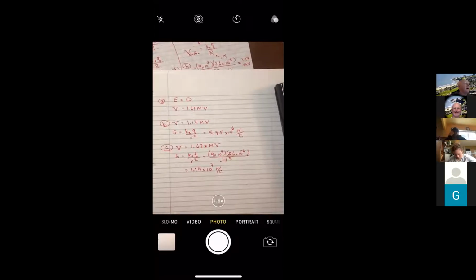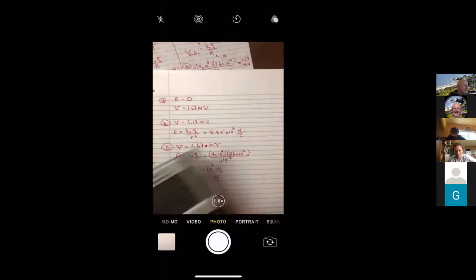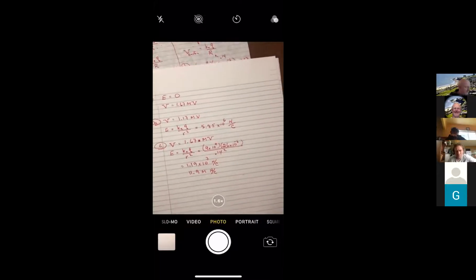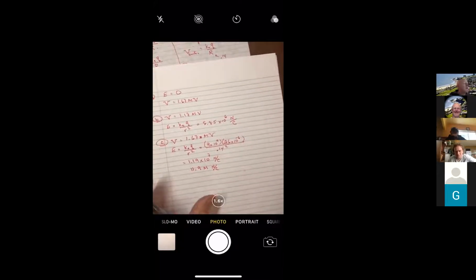And let me just flip back over here. So, good. Of course, they wrote it as 11.9 million newtons per coulomb. So, same thing there. All right, yeah, so they're using the results of Gauss's law for those equations. E is not energy, E is electric field, but yes, it is Gauss's law.